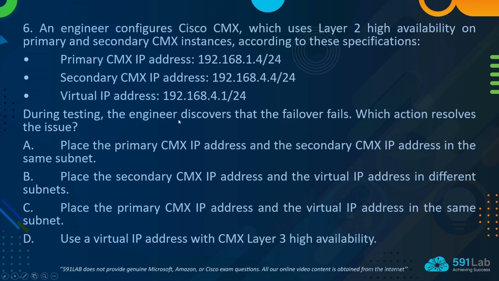During testing, the engineer discovers that the failover fails. They're not able to fail over to each other. Which actions resolve the issue? So the main information we need is basically here. They gave us the IP address, but let's take a second to review the prerequisites for high availability for CMX, or what configuration needs to be done on the CMX in order for the failover to happen.